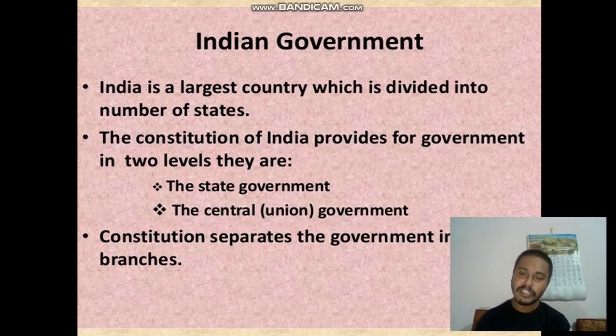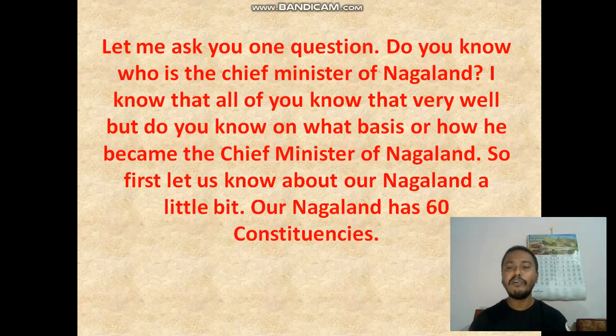Now, this constitution divides the government into three branches, both in the central government and the state government: the legislature, the executive, and the judiciary. So let's learn them. Before going into the lesson, let me ask you a question.